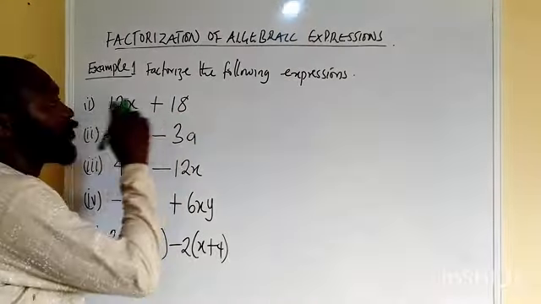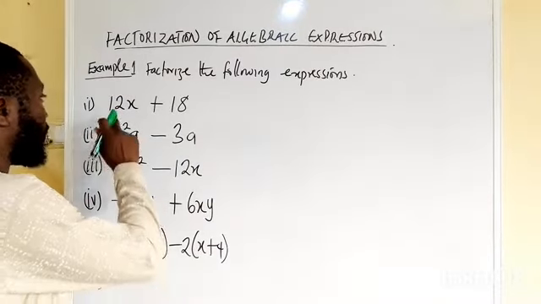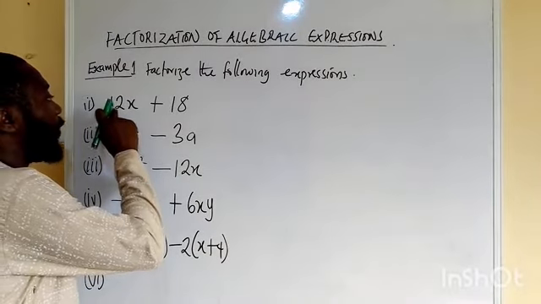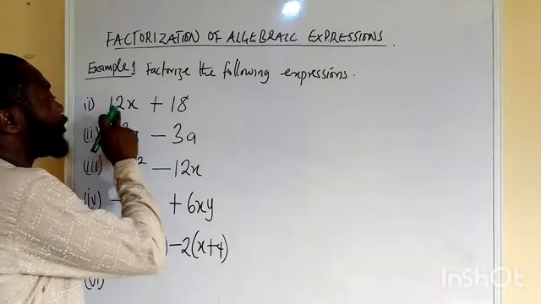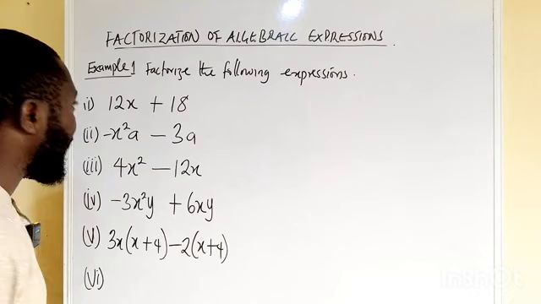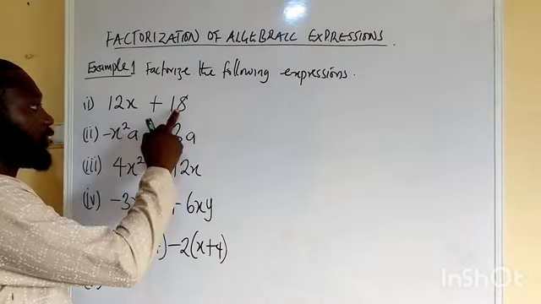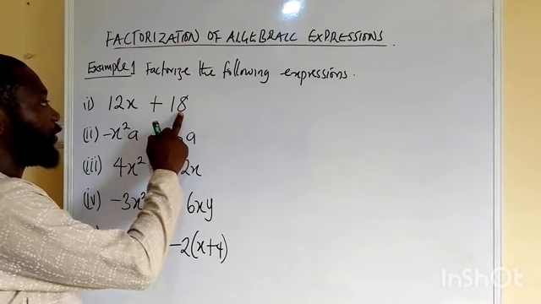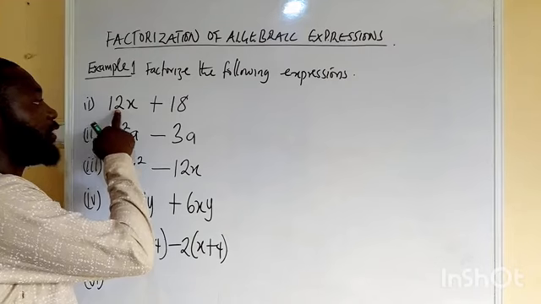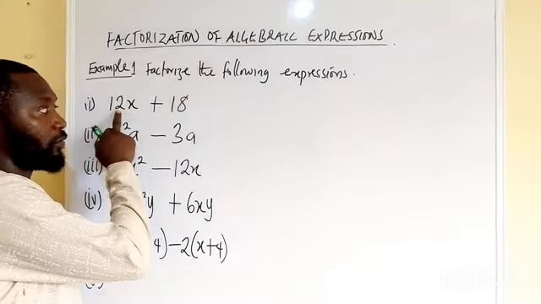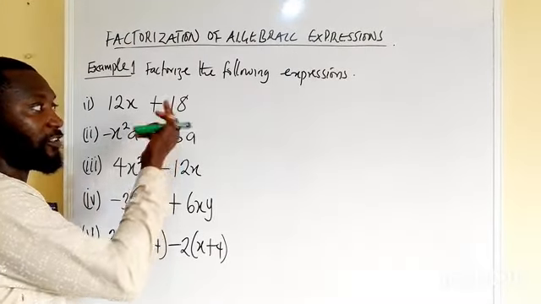So what is the highest common factor? What factor can divide both 12 and 18? And that is 6. 6 can divide 12, 6 can divide 18. So how many 6 goes in 12? That's 2. 6 in 18, that is 3.